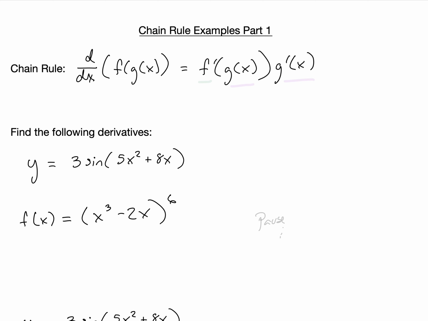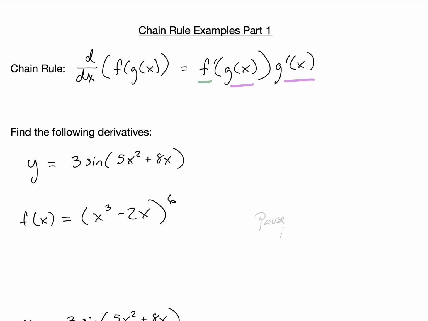In this video, we're going to take derivatives of some functions using the chain rule. Remember that the chain rule says that the derivative with respect to x of f of g of x is equal to f prime of g of x. So we leave the inside function alone and start by taking the derivative of the outside function, f prime of g of x, and then we multiply by the derivative of the inside function. So that is the chain rule.